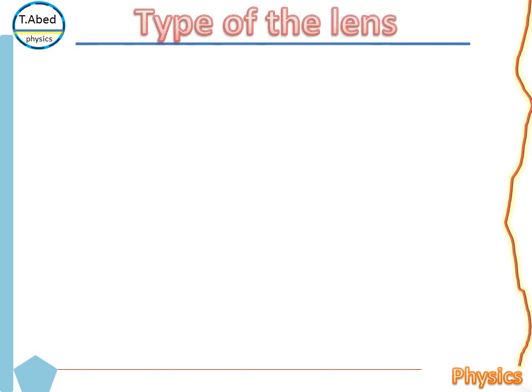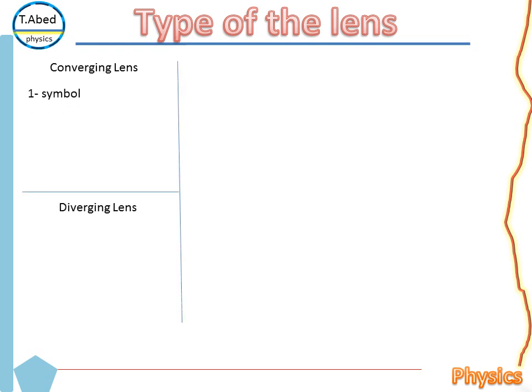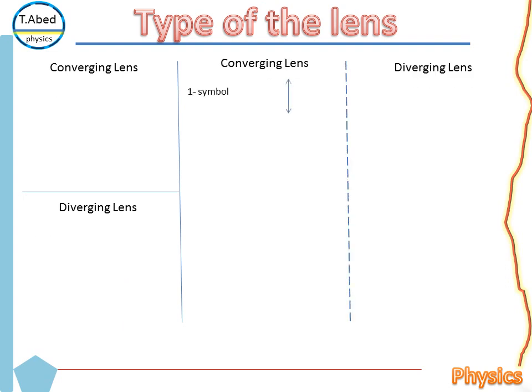Type of the lens. In order to indicate the type of the lens في عندنا 5 طرق لحتى نحدد إذا كانت converging lens أو diverging lens. رح ناخد أول طريقة من خلال السيمبل. السيمبل of the converging lens بتكون بهذا الشكل، بينما diverging lens بتكون بهذا الشكل. يعني أول طريقة قدرنا نحدد من خلال symbols.